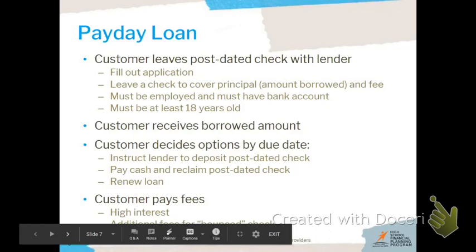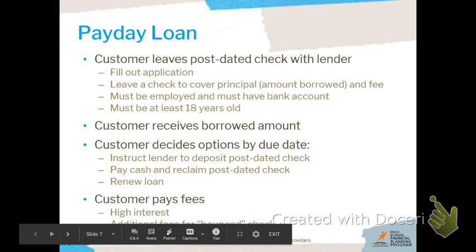but the check is only post dated for 2 weeks. So $15 on $500 would be 3% interest APR if I were going to borrow the money for an entire year. But if I'm only borrowing the money for a couple weeks, the annual interest rate that's the same as is much higher than a credit card or anything else. So you receive the borrowed amount, and then at the due date, they either say, okay, go ahead and deposit my post-dated check, I'm good. Or you go in and you pay cash and you get the check back, or renew the loan.